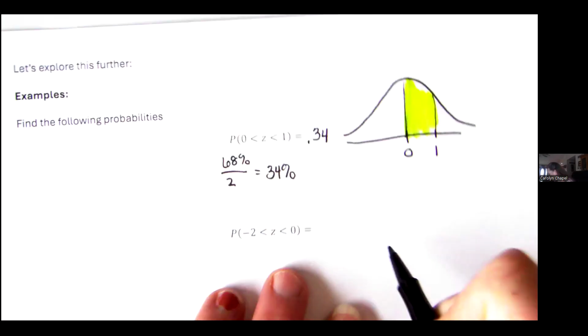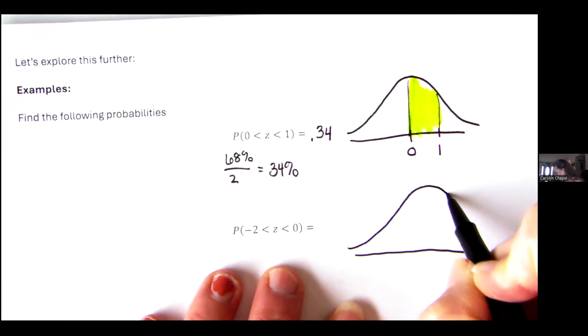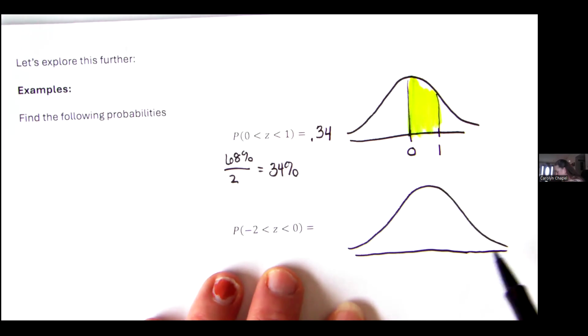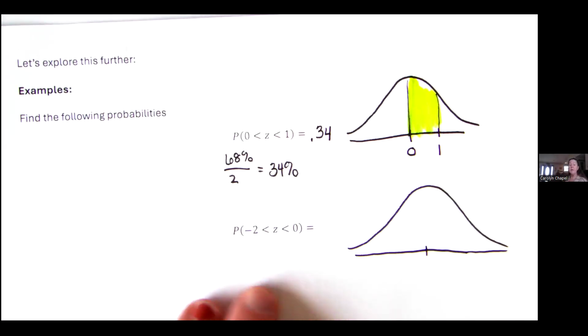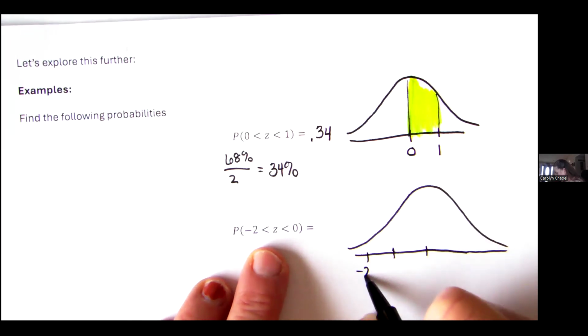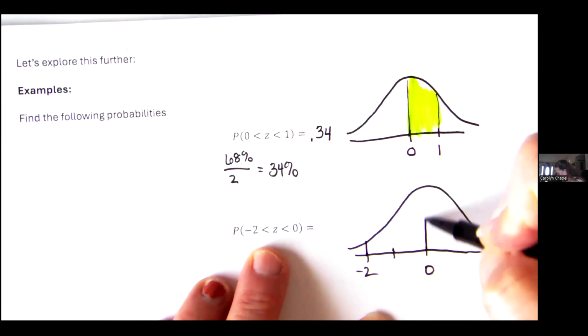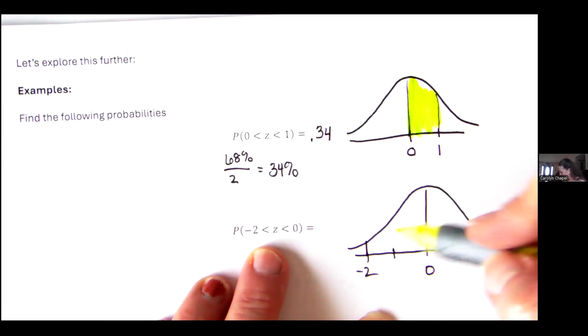We're going to do another one. I do quite a few of these, just so we can manipulate the fact that it is symmetric. And here we're going this time from -2 to 0. So going from -2 to 0, and I'll highlight that area.